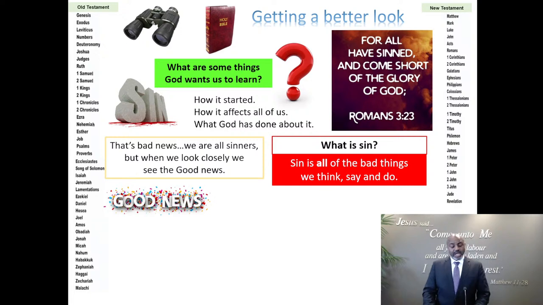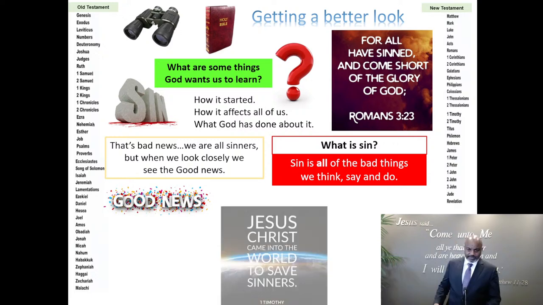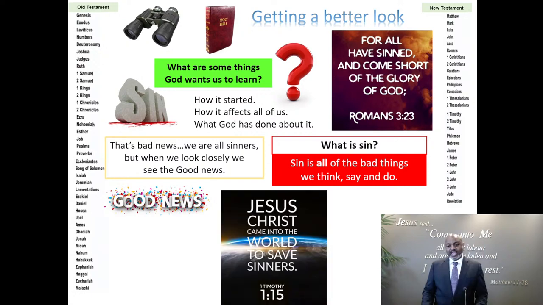But if we look closely to God's word, we can see that there's good news. That Christ Jesus came into the world to save sinners. Has there ever been a time in your life where you accepted that you could say to yourself, I am the sinner that Christ Jesus came to save?